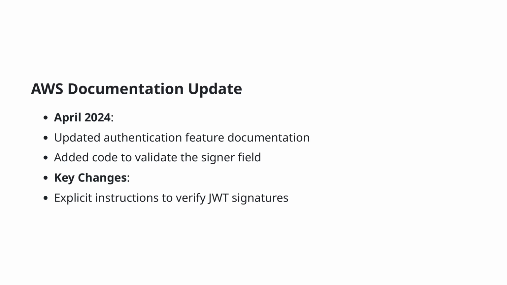This aligns with the best practice we mentioned earlier about ensuring that applications check JWT signatures to maintain security integrity. It's important to incorporate these updates into your security configurations to stay compliant with the latest AWS guidelines and maintain robust security measures for your applications.